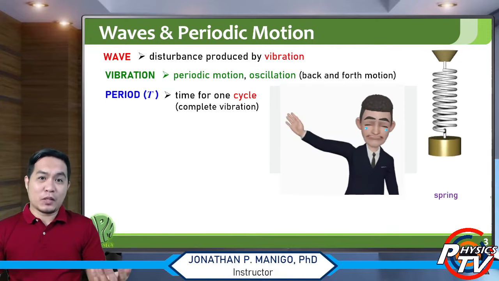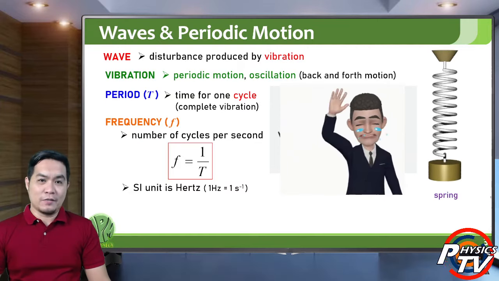A wave also has a property called frequency, f. It's just the number of cycles per second, the number of complete vibrations per second. And it's basically the inverse of the period, 1 over T. Since the unit of period is time, seconds, the unit of frequency is 1 over second or second inverse, and that is called hertz. So 1 hertz is 1 over second or 1 second inverse.